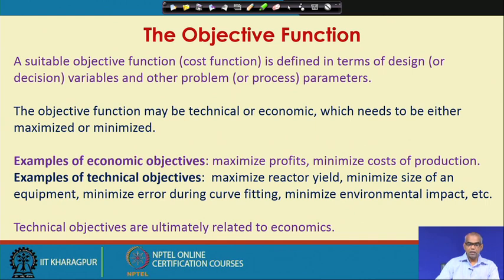Remember, in all the cases, the objective function will be a function of decision variables. So, you are going to find out the optimal values of the decision variables that maximize or minimize the objective function. It can also be said that the technical objectives in an industrial operation will ultimately get reflected in economic objective function.